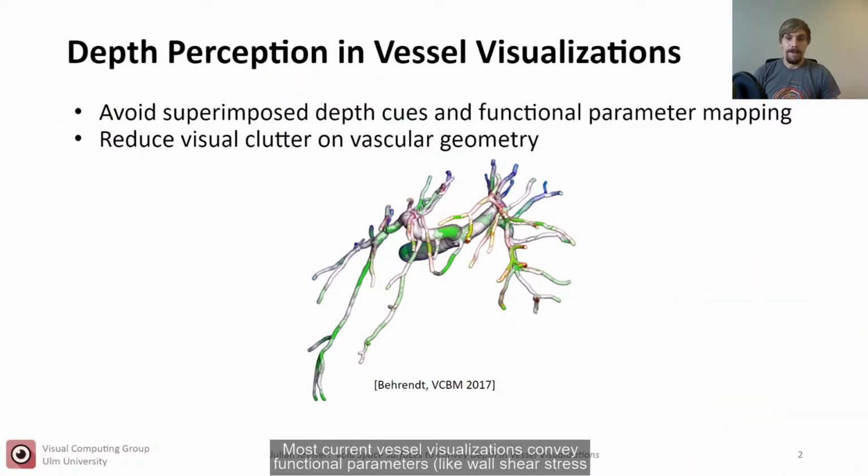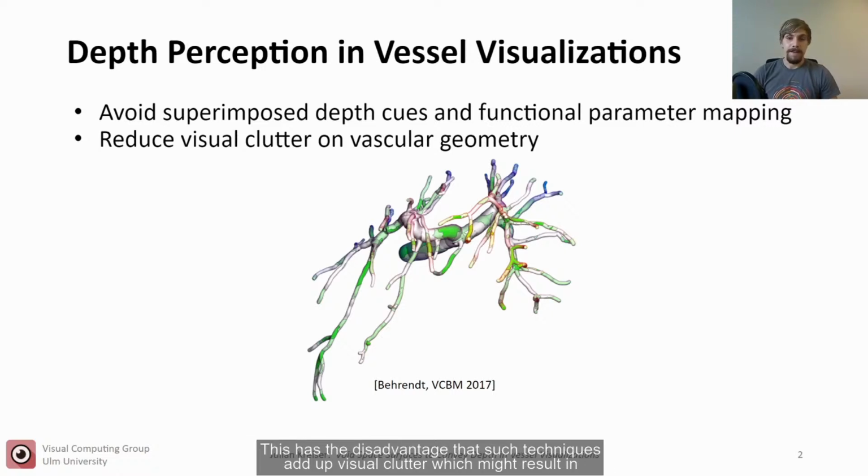Most current vessel visualizations convey functional parameters like wall shear stress and pressure in hemodynamics, elasticity, the occurrence of plaque or vascular constrictions directly on the geometry of interest. However, this makes it difficult to visualize additional depth cues for complex or thin structures at the same time on the same geometry, and usually requires some sort of blending or overlay.